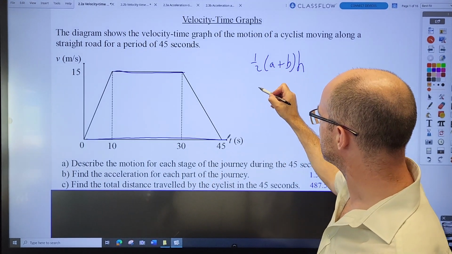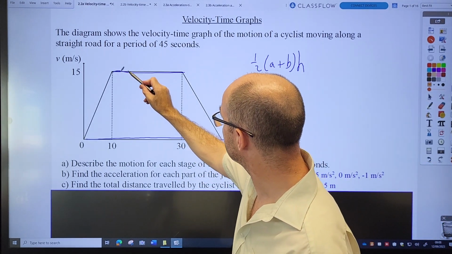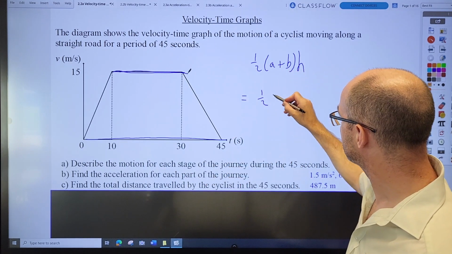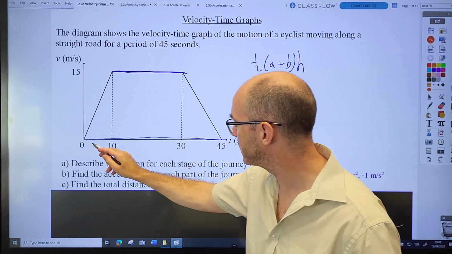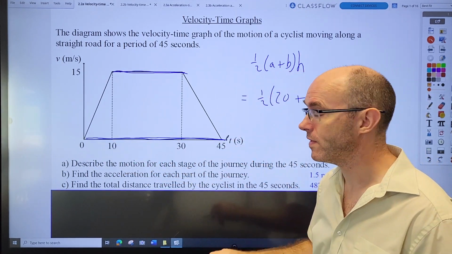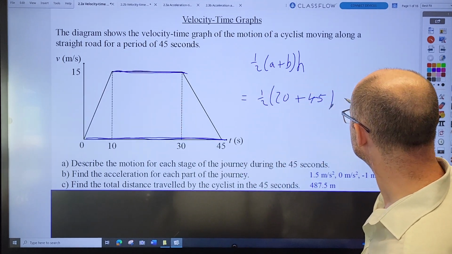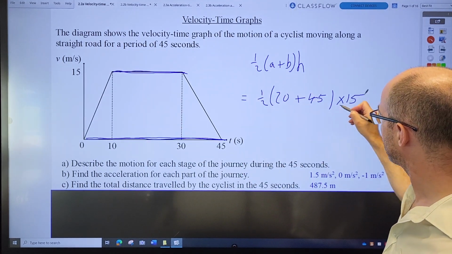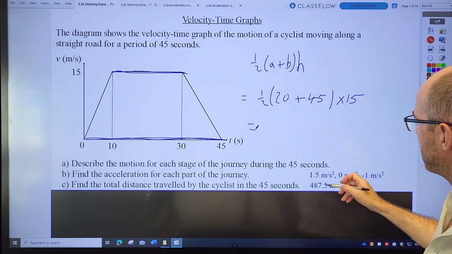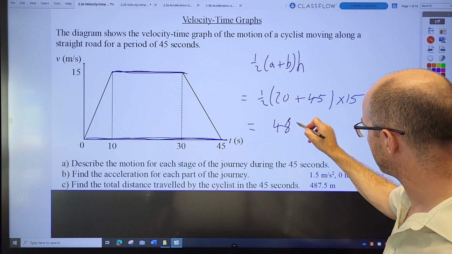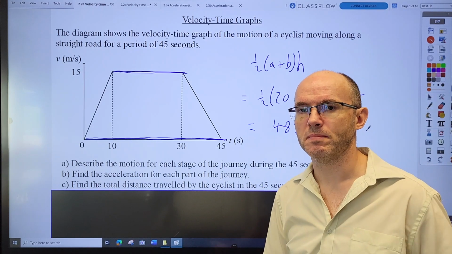Thanks to the Americans for coining that one. And what I'm going to do is work it out that way. So this bit here is going to be 20, just put that in brackets. And then the b, this bit here, is going to be 45. And then the height is going to be from here to here, which is 15. If you work out half times 20 plus 45, you'll get the same answer, 487.5 meters. That's our total distance travelled by the cyclist.